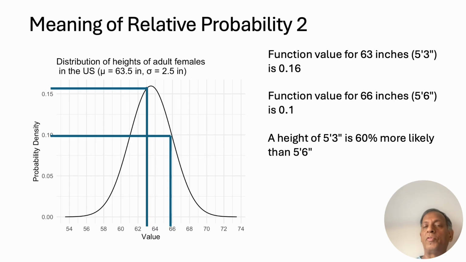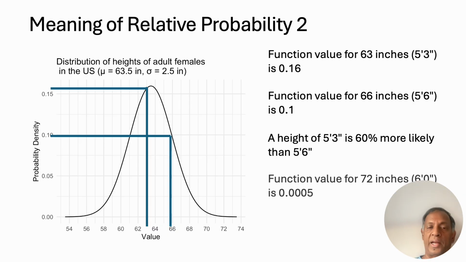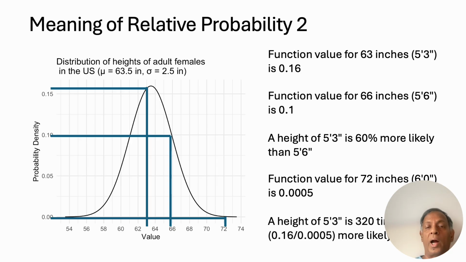So we say a height of 5 feet 3 inches is 60% more likely than a height of 5 feet 6 inches. And again, now we are seeing a function value for 72 inches, which is 6 feet tall, is only 0.0005. It's very small, right? It's extremely unlikely that you would see an American woman who's 6 feet tall. You will see them, of course. I'm not saying you will never see them. But compared to normal people, you will not see them that often. So a height of 5 feet 3 inches, close to the average, is 320 times more likely than a height of 6 feet.